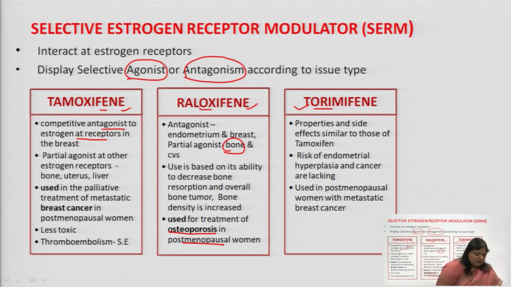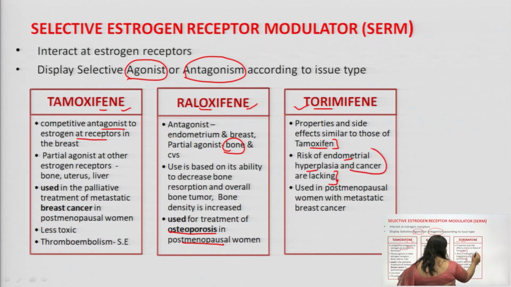Then another drug, toremifene. All the effects are similar to those of tamoxifen, but tamoxifen carries a risk of endometrial hyperplasia and cancer, which are not seen with toremifene. It is generally used in postmenopausal women who have metastatic breast cancer.